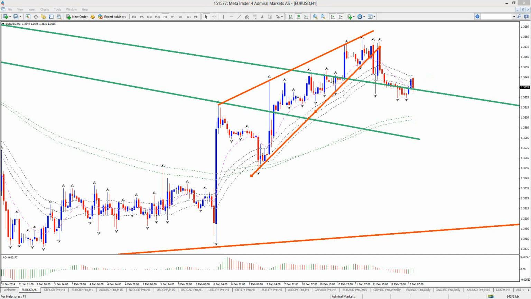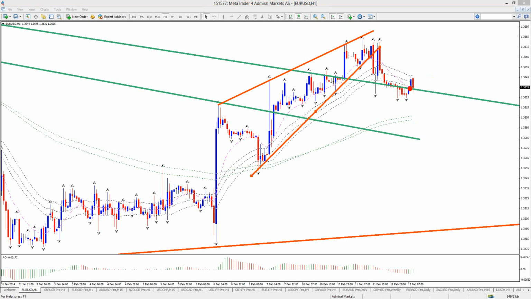Otherwise, I don't really see anything to the downside as yet, because we could also be bouncing off this broken trend line. That could be another support reason. So downside not yet. It would be, in my opinion, too early for that. As you can see, the moving averages are still at least bullishly set up.